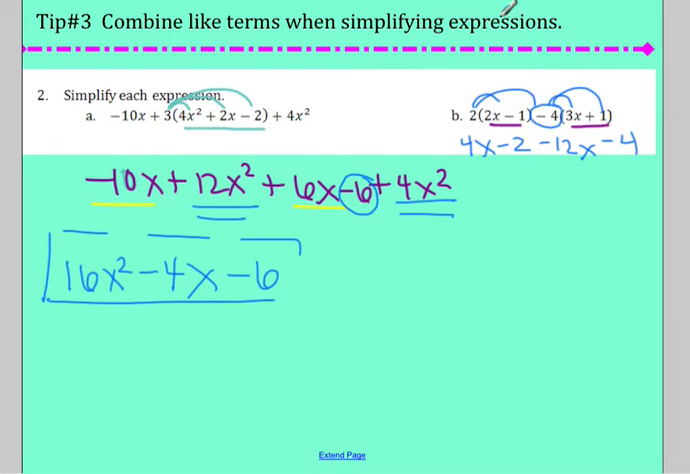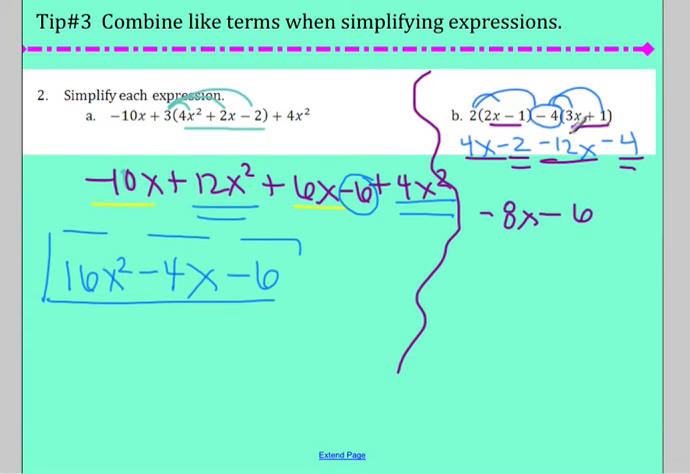Then I go ahead and combine my like terms. I don't want us to get confused with this other problem. So I have a 4x and a negative 12x, and then I have a negative 2 and a negative 4. So my x's, 4x minus 12x, will give me negative 8x. Negative 2 minus 4 is negative 6. So it's negative 8x minus 6. There is example B.